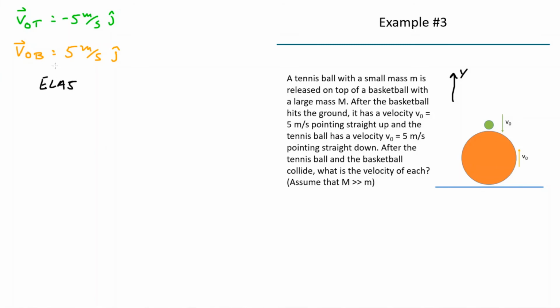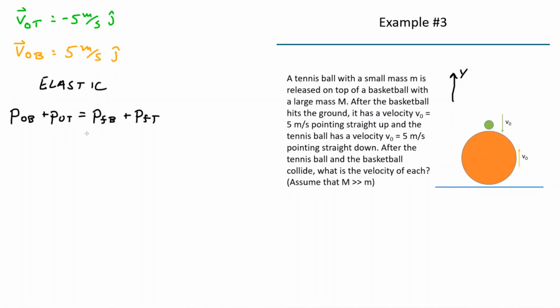So that means we can use our special equation we came up with for elastic collisions. So I can say two things. One, I can say that the initial momentum of the basketball plus the initial momentum of the tennis ball equals the final momentum of the basketball plus the final momentum of the tennis ball. Okay. And since this is in one dimension, I'm just going to not worry about the fact that these are vectors. I'm going to just leave these all as scalar quantities now.